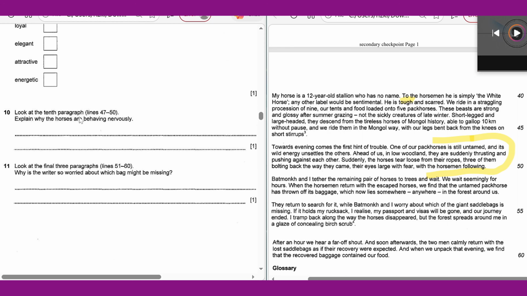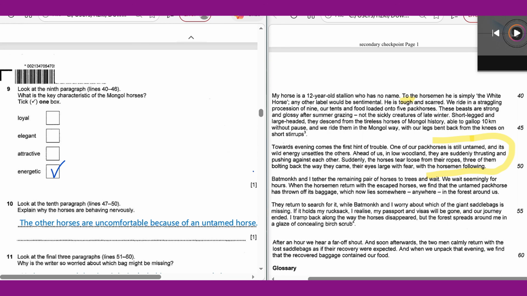Alright, guys, let's check out the answer. So we may answer the other horses are uncomfortable because of an untamed horse. As we see from the information here, one of our pack horses is still untamed, and its wild energy unsettles the others. So they are suddenly thrusting, pushing against each other. Alright, let's move on. Anything similar to this will be okay. Or you may say a horse which is not yet properly tamed has wild energy.